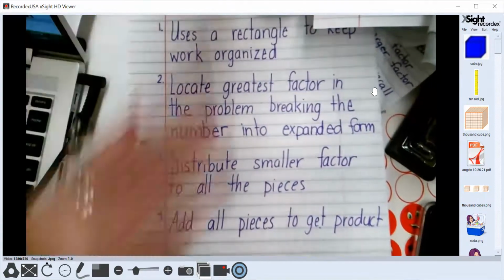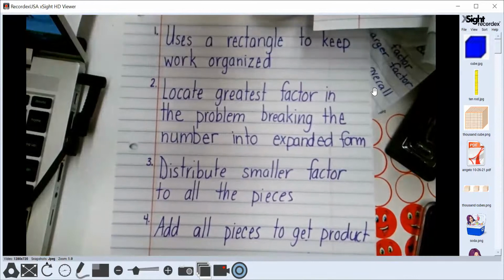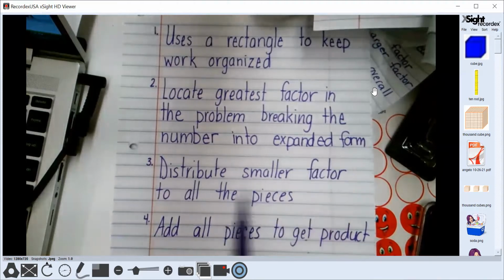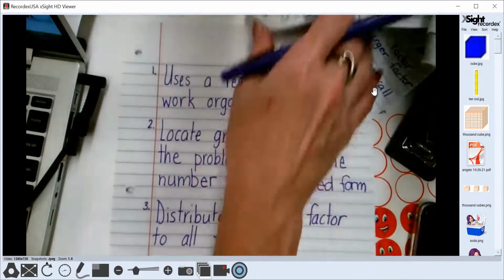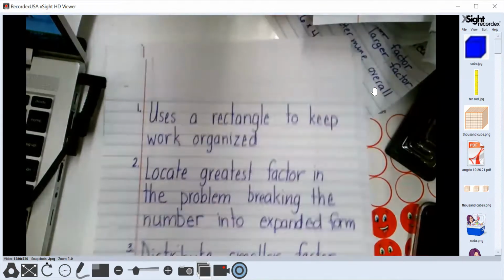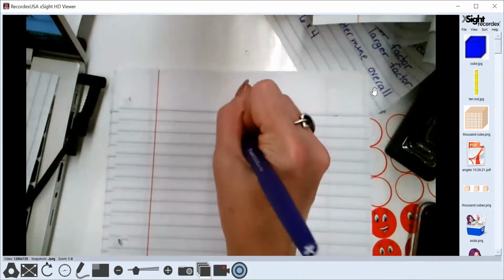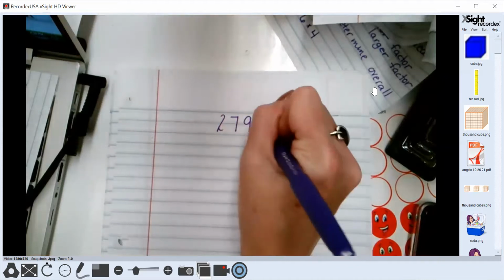All right, so we use a rectangle to keep work organized, locate the greatest factor in the problem, breaking the number into expanded form, distribute the smaller factor to all the pieces, and then add all the pieces to get your product. So now let's do an example here. So I want to determine what is 279 times 8.